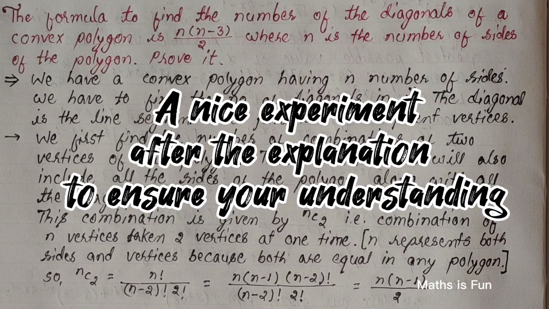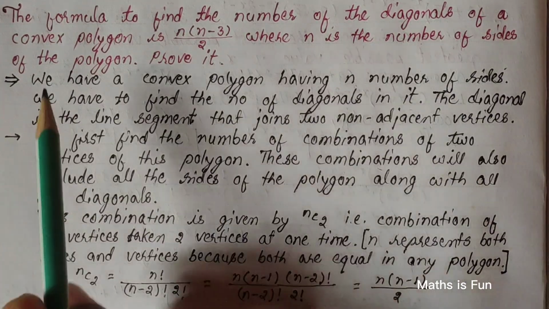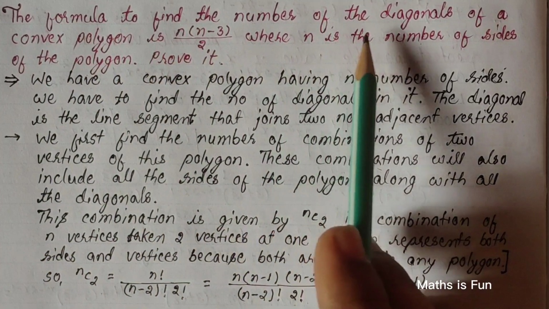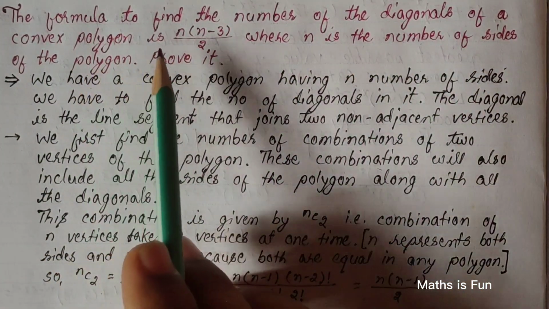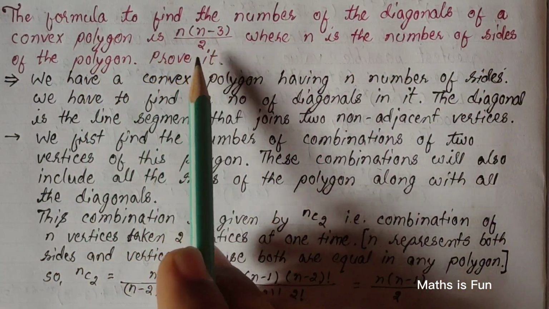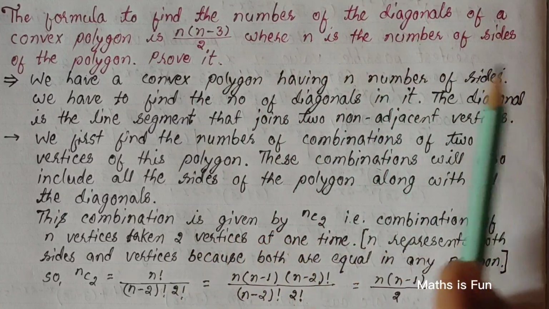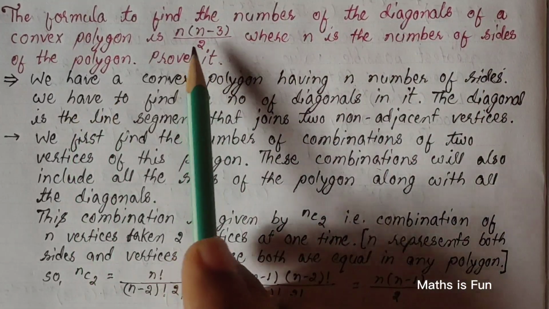We are going to prove a formula in this video, so let's move on. The formula to find the number of the diagonals of a convex polygon is n times (n minus 3) over 2, where n is the number of sides of the polygon. So we have to prove this formula.